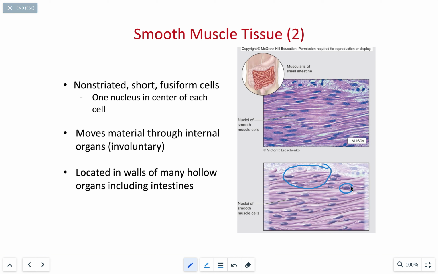They are involuntary in nature, so these non-striated involuntary muscles means that the nervous system does not have control of their contractions. We regularly see these, for instance, in the internal organs of the digestive system, specifically the intestines.